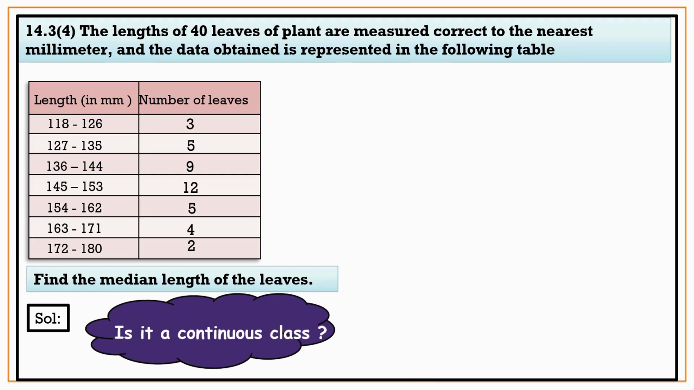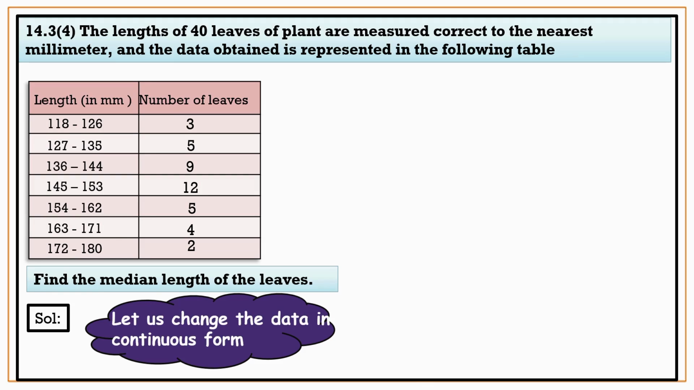First, what is the criterion we need to check? We have to check whether the class is continuous or not. Is it a continuous class? No, because the class starts from 118 to 126. In a continuous class, the next row should start from 126. But in this case, it is given as 127. So there is a gap between the upper limit of the previous class and the lower limit of the subsequent class. That's why it is not a continuous class.